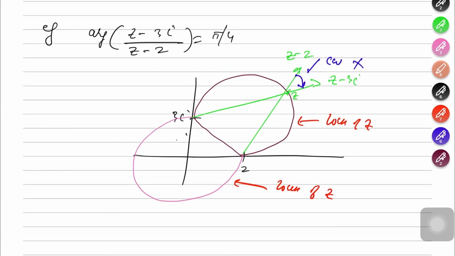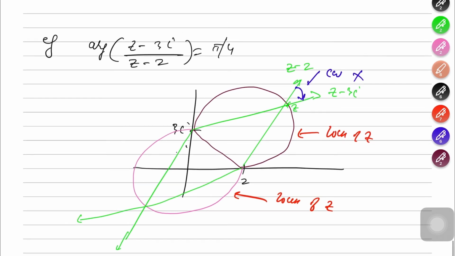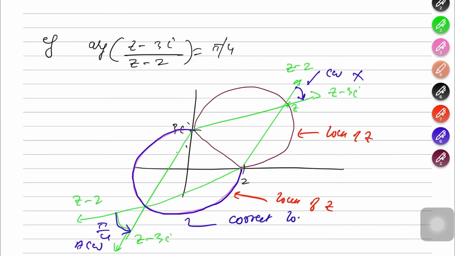But the same way, if I look at somewhere z here, okay, so this is z minus 3i and this is z minus 2. Now we make angle starting from z minus 2 ending at z minus 3i. So if you make the angle pi by 4 starting from here, clearly this is anti-clockwise. So this is the correct side of the arc. Okay, so this is the required locus. This is the correct locus of z.